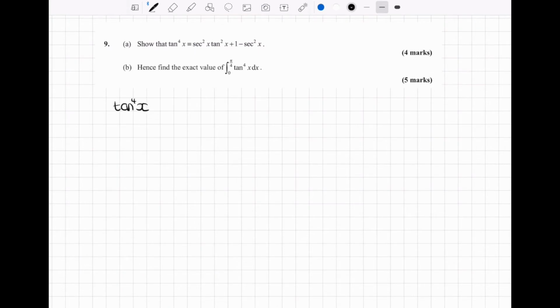Now on to our trig proofs. So first we've got tan to the 4x. I'm going to split that up into tan squared times tan squared. Our solution is in terms of sec and tan. So I'll use one of our identities to change a tan into a sec.